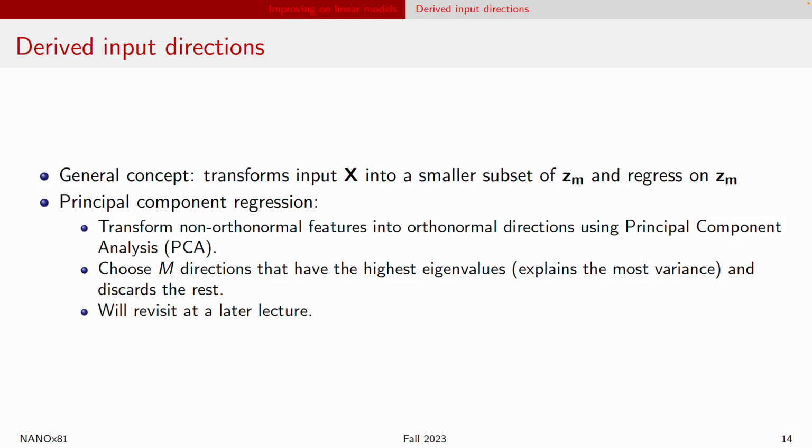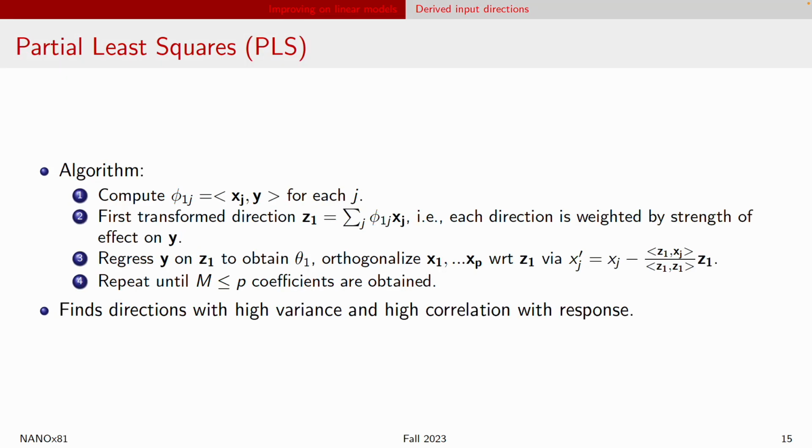But just keep in mind that this is one way to do a derived input direction. Now, the one that I'm going to go through a little bit more is called partial least squares. The algorithm for partial least squares is fairly simple.